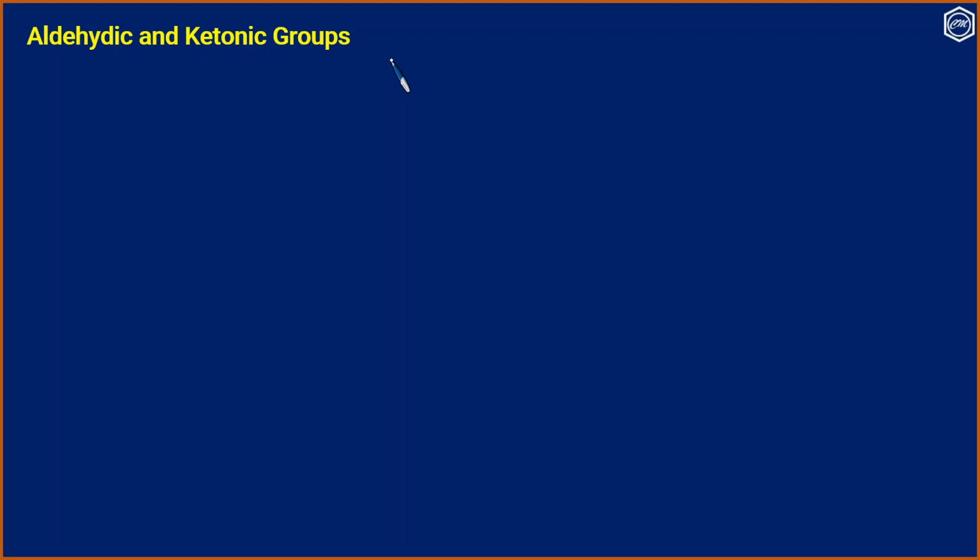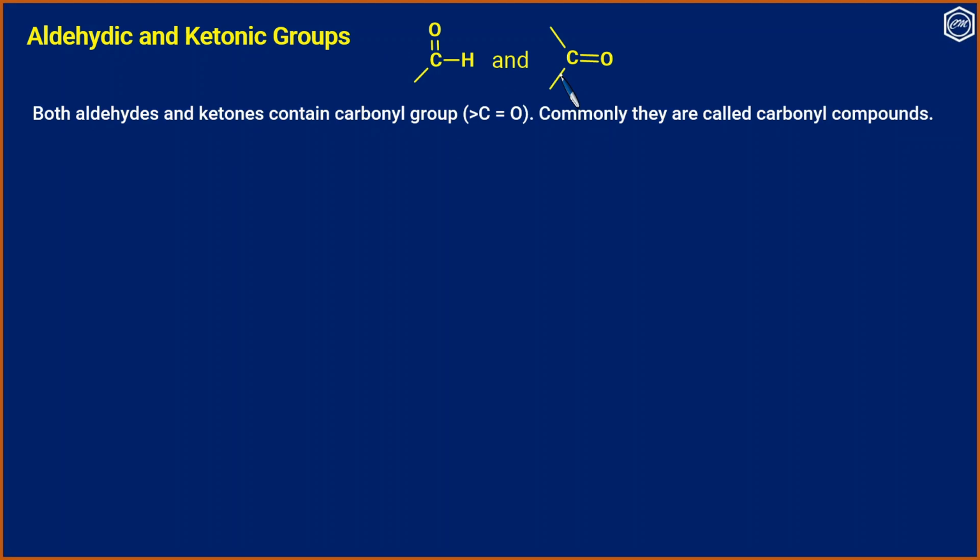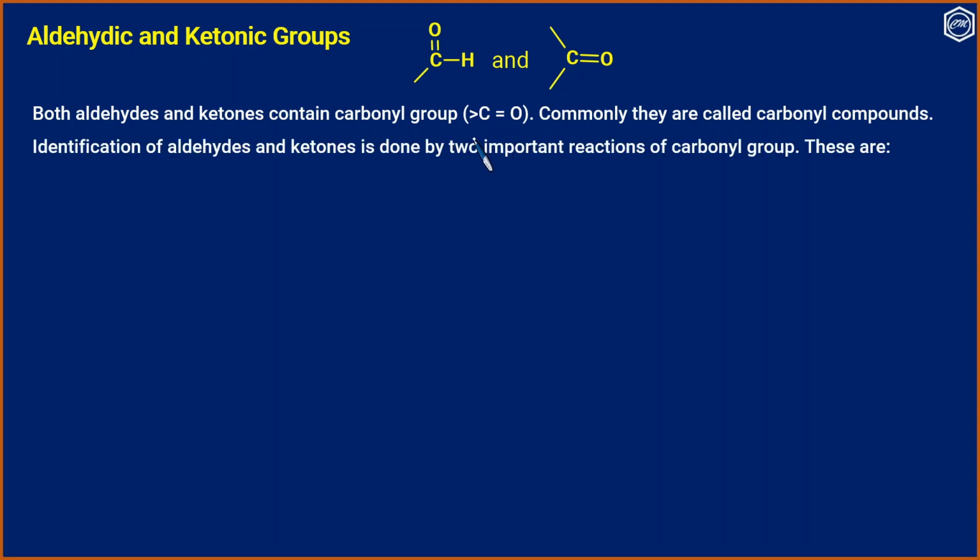Next, we will consider aldehydic and ketonic groups. Both aldehydes and ketones contain carbonyl groups and are commonly known as carbonyl compounds. Identification of aldehydes and ketones is done by two important reactions of the carbonyl group: one, addition reaction on the C=O double bond, and two, oxidation of the carbonyl group.